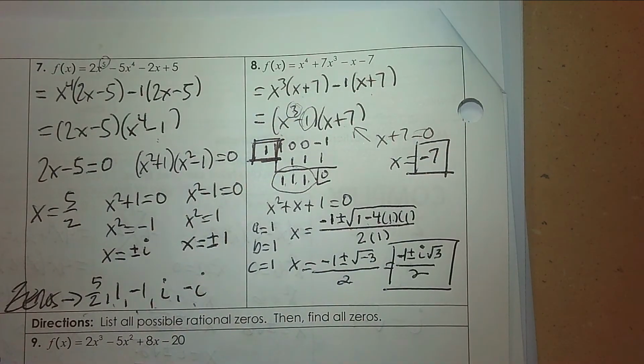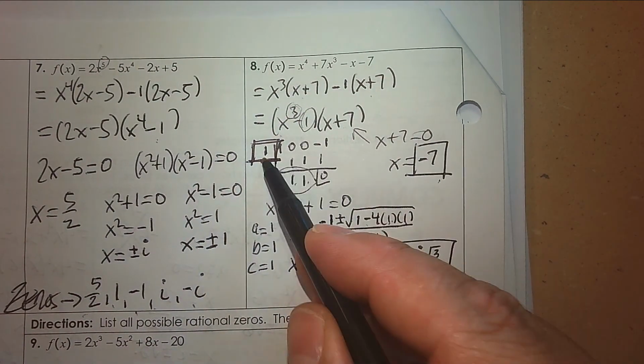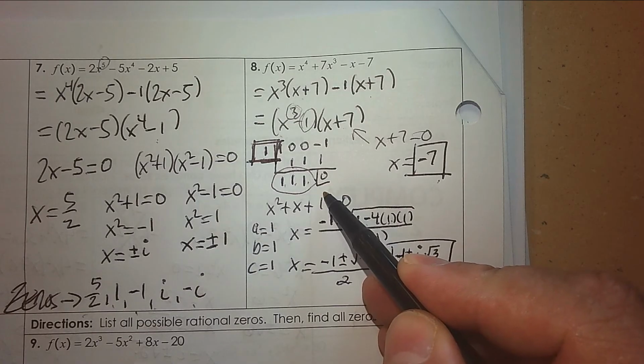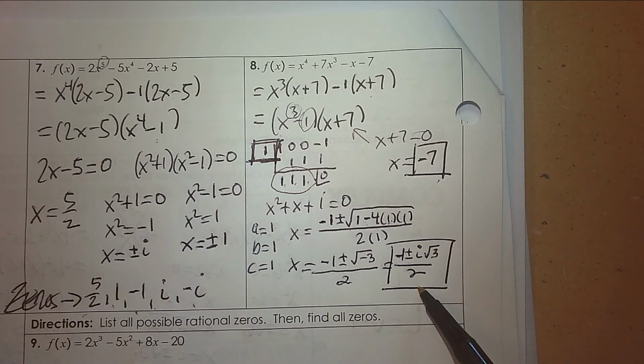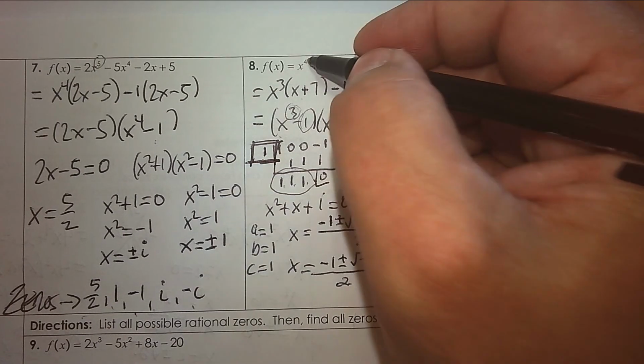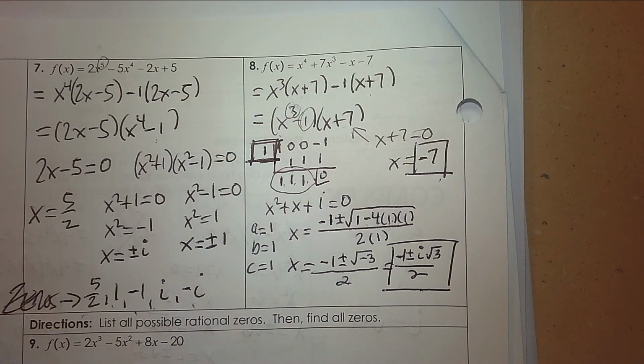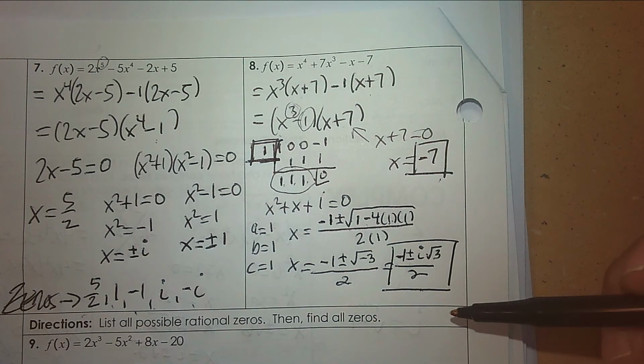So negative 7 was easy. Positive 1 gave me a remainder of 0. And then the last 2 are complex. By knowing the fundamental theorem of algebra, I didn't forget 1, right, in the corner. I knew I had to find 4 of them. And 2 were rational and 2 were complex.